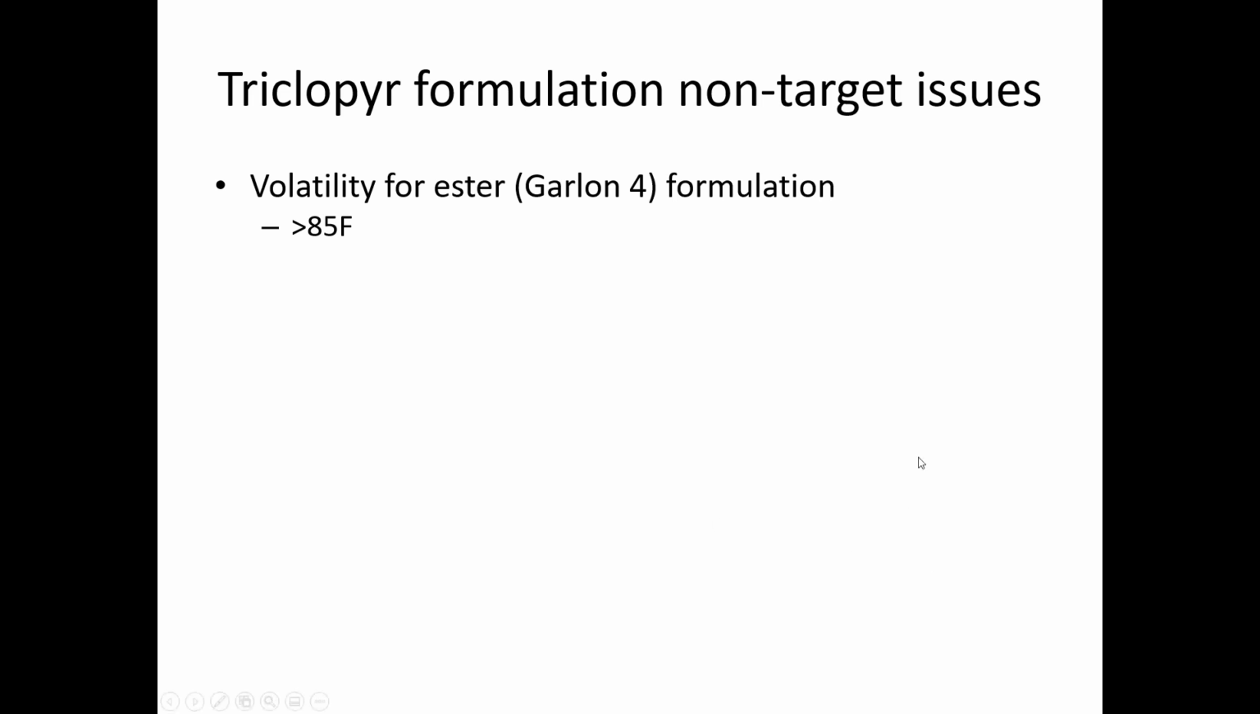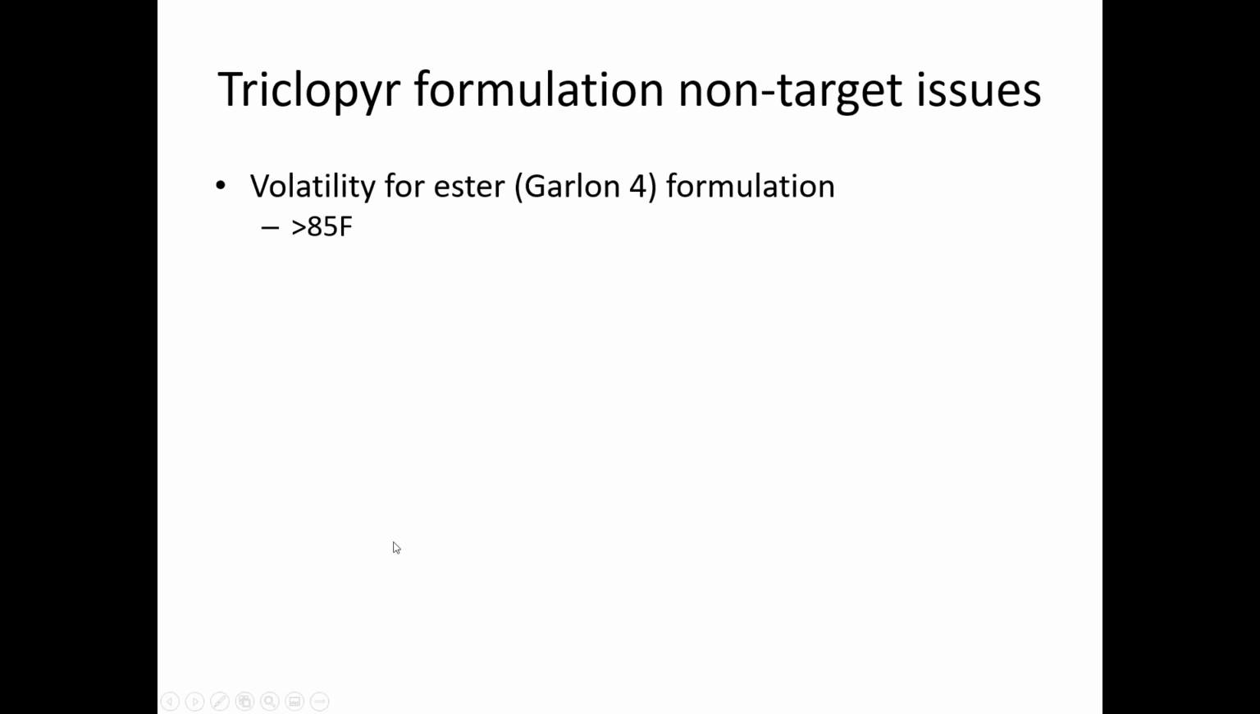Now, what about non-target issues? All right, so we've always known that for the Triclopyr ester formulation, Garlon 4 and others, basically once we start doing treatments above 85 Fahrenheit, we really start getting into trouble with volatility, and that is volatilization occurring from a liquid to a gas, and that it then moves through the air to non-targets where it can be absorbed and cause a tremendous amount of non-target damage.